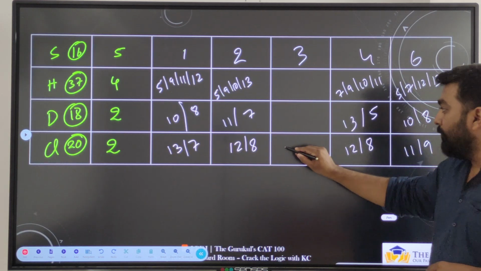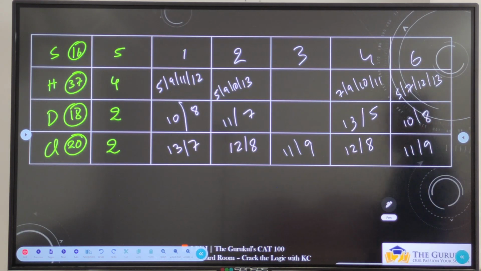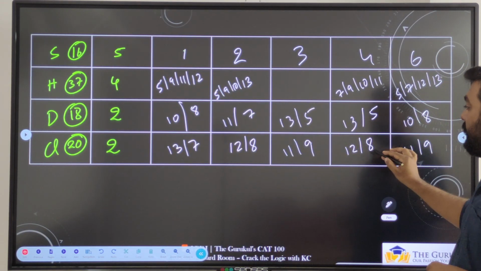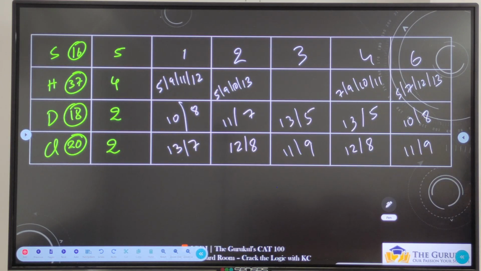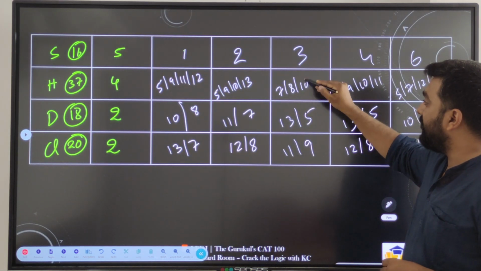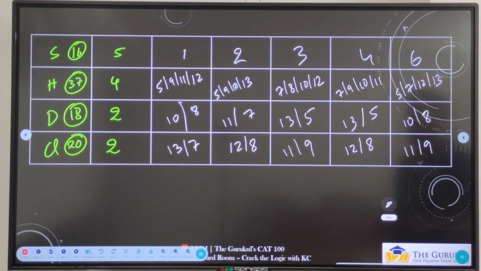The same way, with 11 and 9, I can still use 13 and 5 one more time. Because here with 13 and 5 I used 12 and 8. With 13 and 5 I can have 11 and 9 also. Perfect. That will be 7, 8, 10 and 12. So these are the different possibilities.